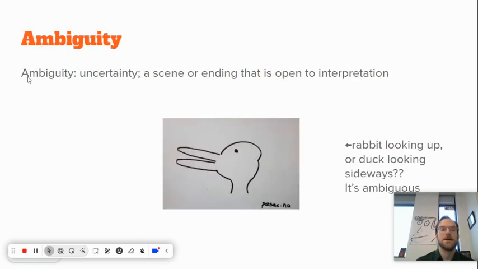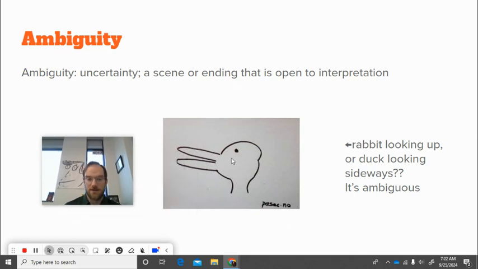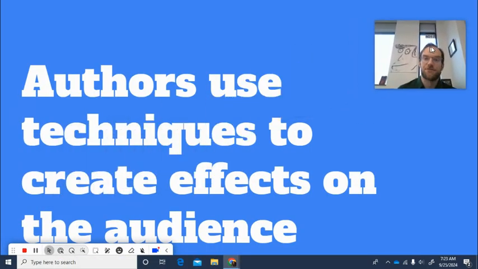For ambiguity, uncertainty is when a scene or the ending of something is deliberately open to interpretation. And to illustrate my point, look at this picture. Is it a duck looking sideways or is it a rabbit looking up? It could be either one. It's open to interpretation. And scenes that are like that, where you can interpret it one way or the other, are ambiguous.